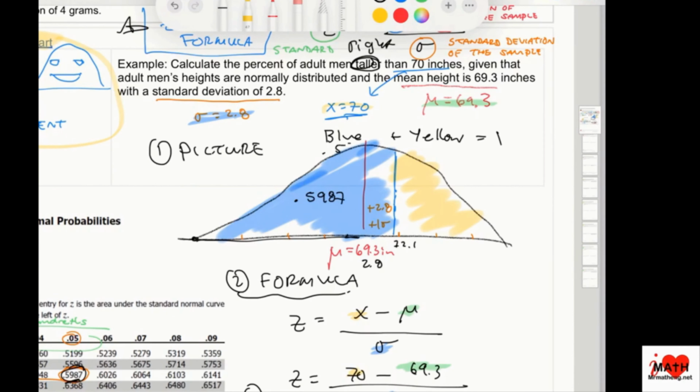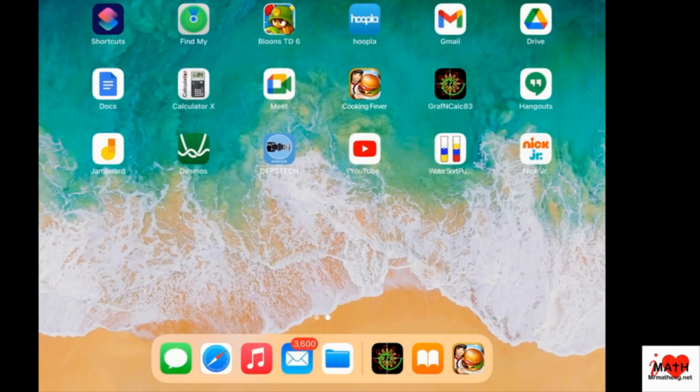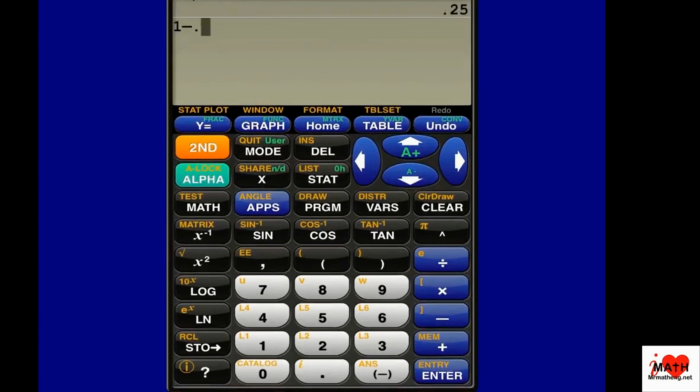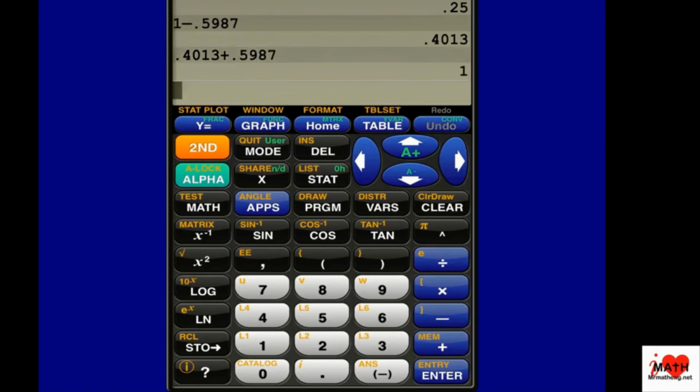So I'm just going to write 59.87 plus the yellow equals 1. And if we just subtract 0.5987, we will get the yellow to equal 1 minus 0.5987. That gives me 0.4013. Because remember, if you add those two values, I'm just trying to prove that to you, that they equal 1. So 0.4013.